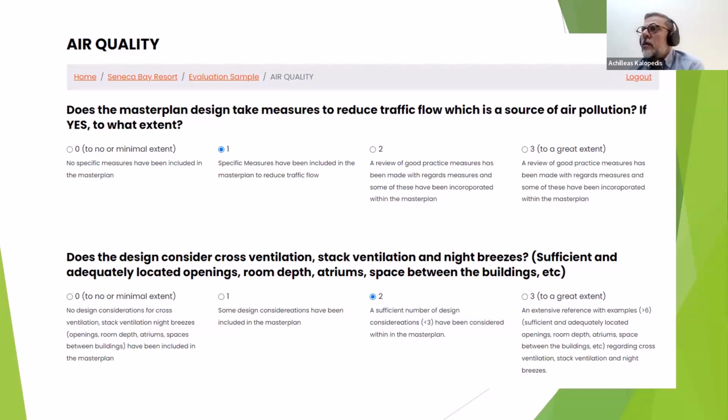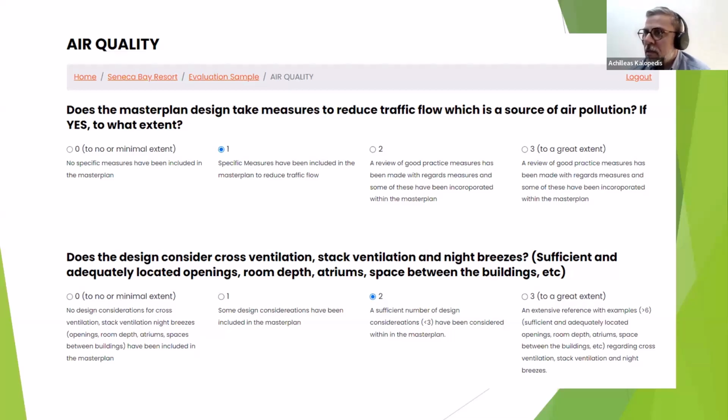For instance, it asks, does the master plan design take measures to reduce traffic flow, which is a source of air pollution? If yes, to what extent? And you have to answer 0 if it does not, to no or minimal extent, or 3 to a great extent. So it's a self-check, but it's a method of identifying weaknesses in your design or strengthening your design in order to go back and carry out any possible improvements.